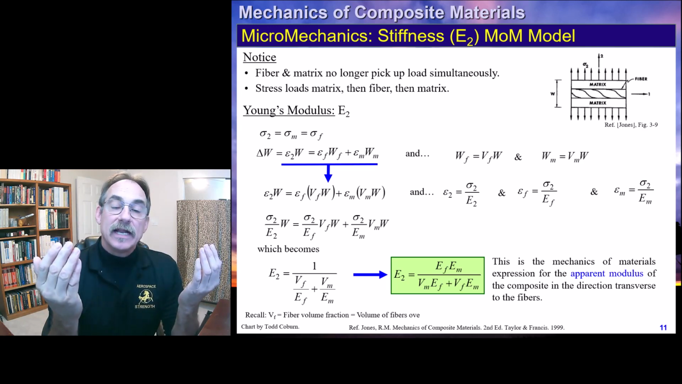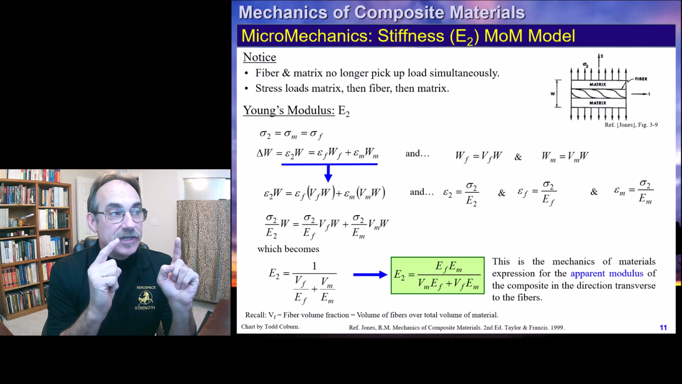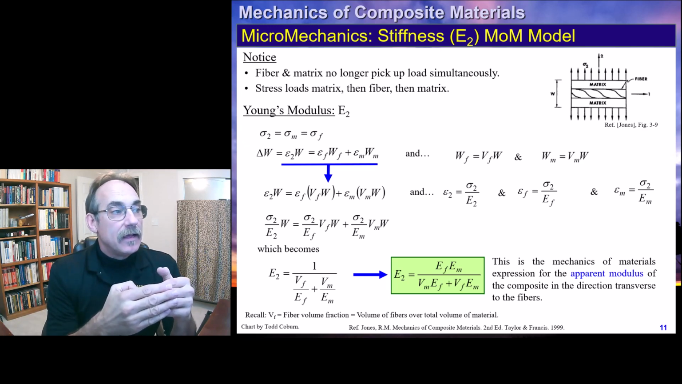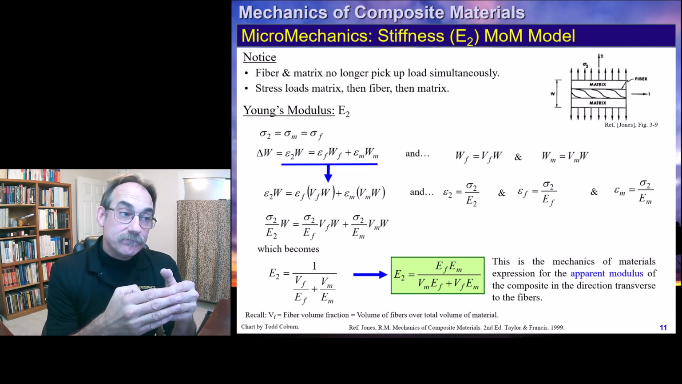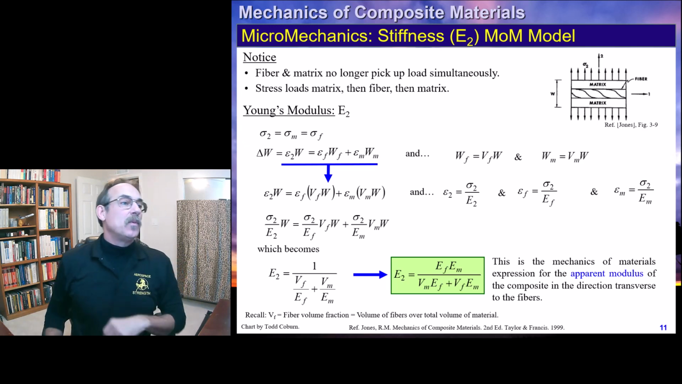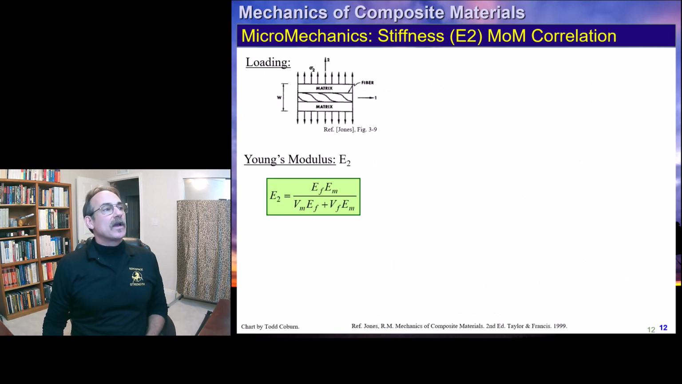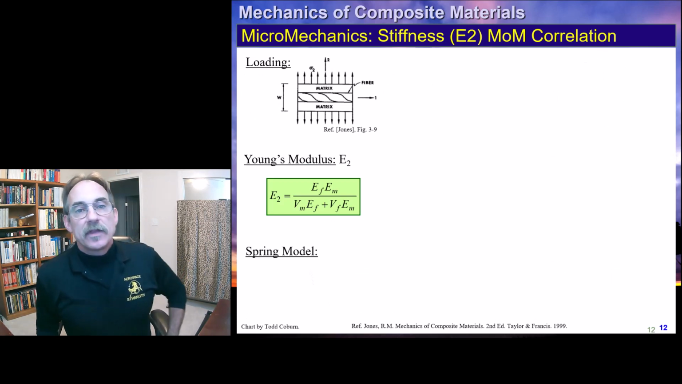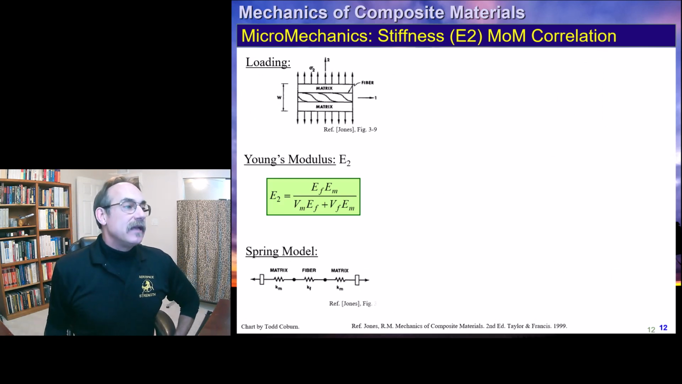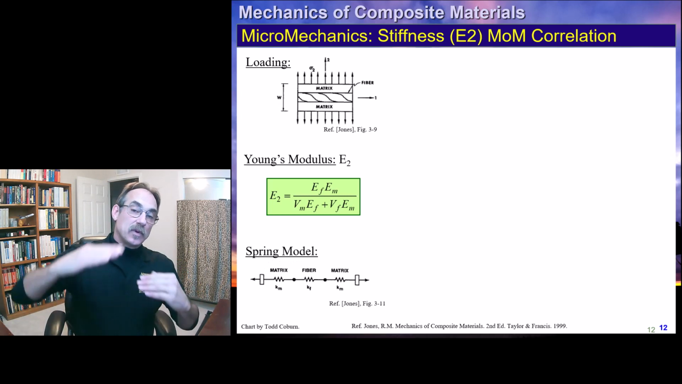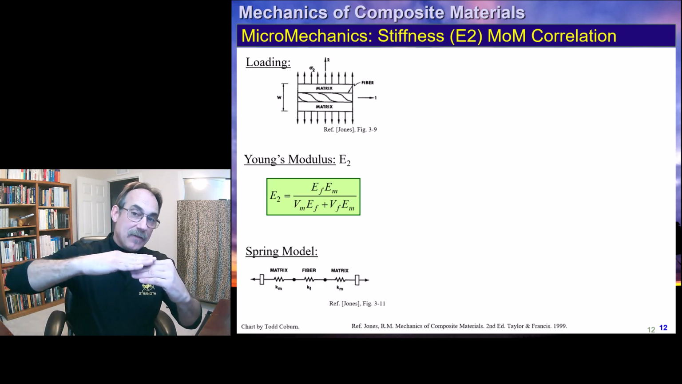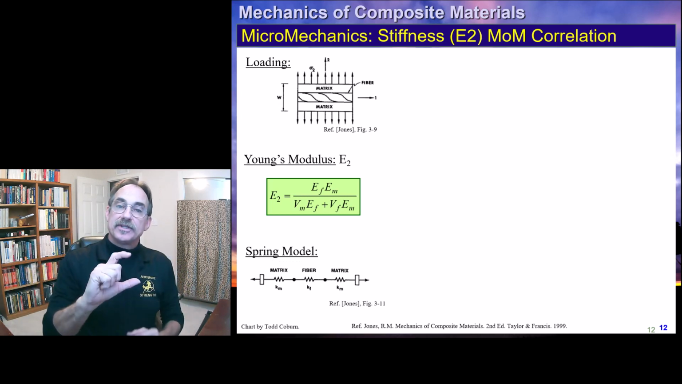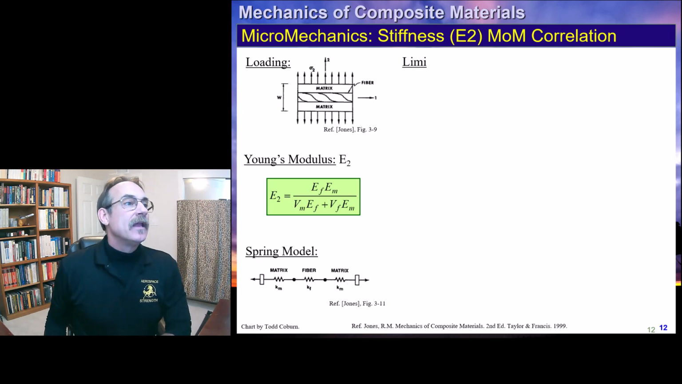So now we have predicted the E1 using the constituent properties. We have estimated the E2. Okay, let's see how well this one works. Once again, to do that, we're going to jump back to Jones's text. He says that we're doing this since we're loading the matrix, then the fiber, then the matrix. This is like springs in series.